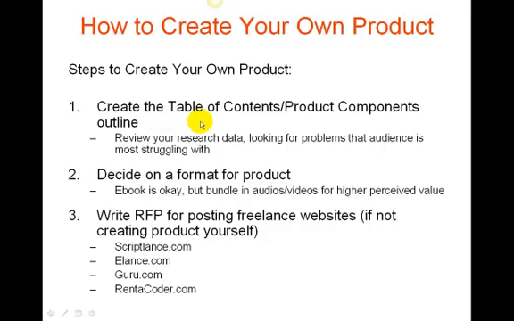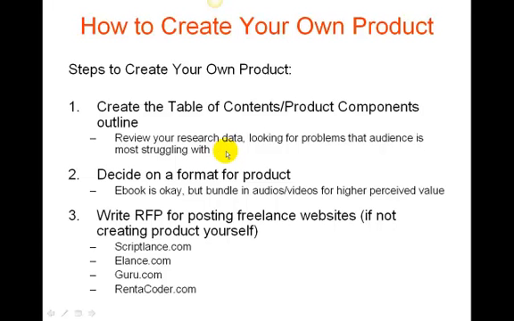So the first step in creating your own product is to take the research data that you've collected in either doing the private investigator approach or the survey researcher approach, review that survey data and look for the problems that your audience is most struggling with. Then you take that data and you create the table of contents or the product components outline. So in the case of an ebook, if that's what you're writing, you would create a table of contents. In the case of any other kind of product, whether it be software or online audios or online videos, you would outline the product components, and the components or the table of contents would have to match the needs of your audience, what they're most struggling with.